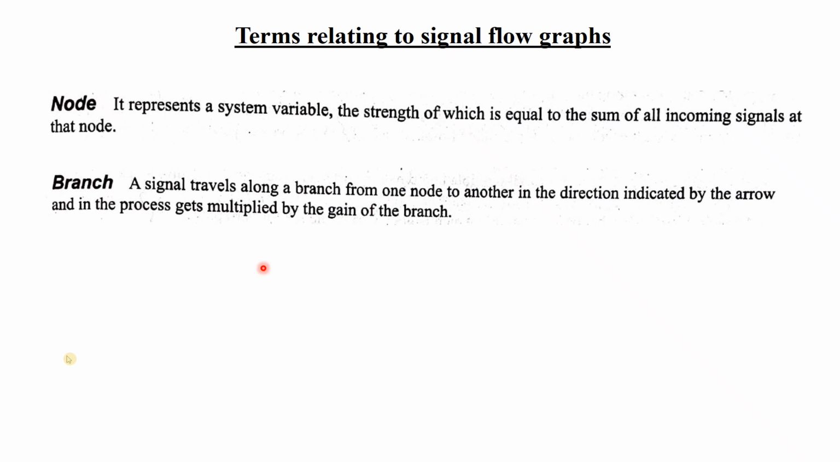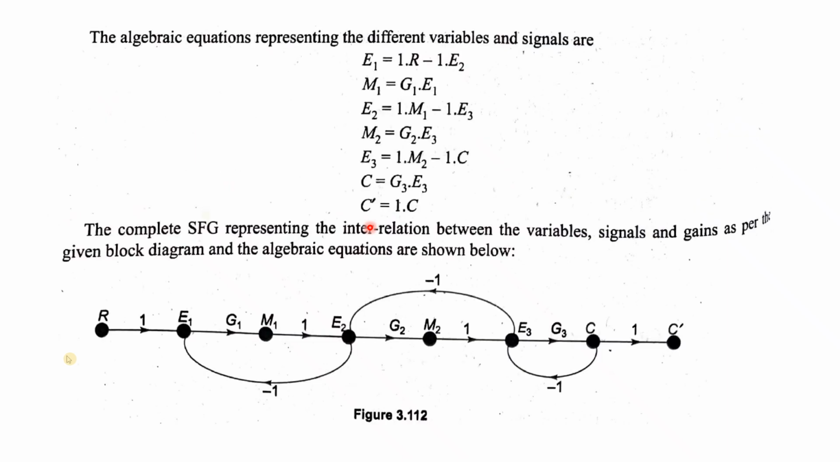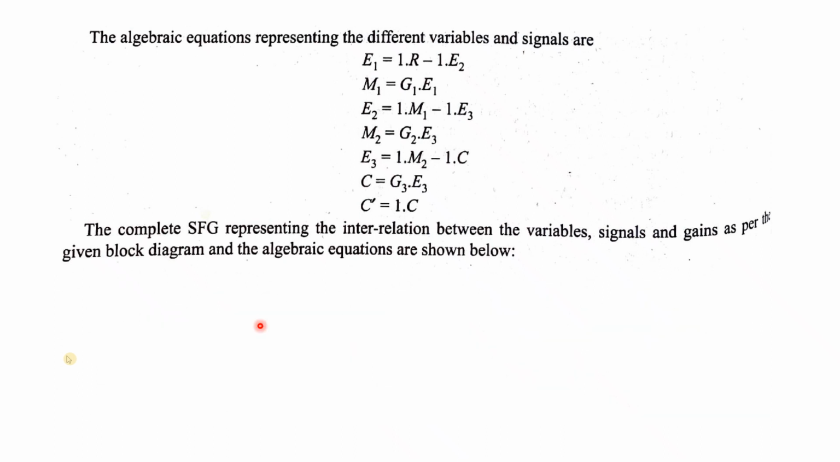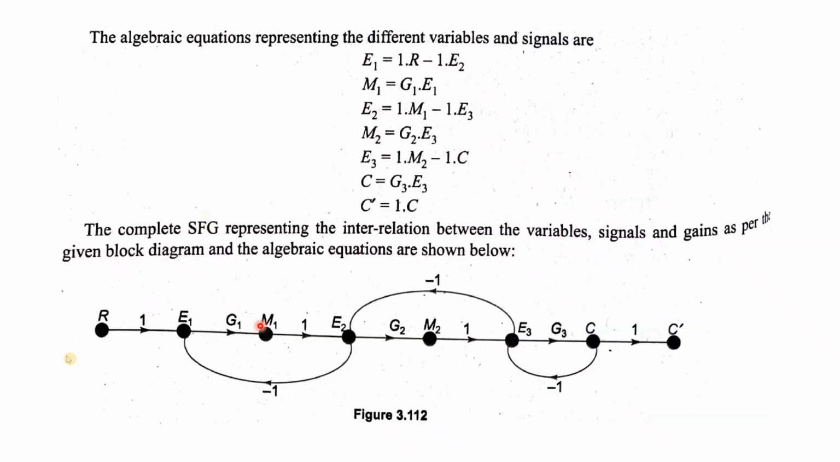Then branches. The signal travels along a branch. The signals are nodes, and branches are those connecting lines with the arrow symbol in them, indicated by the arrow. They get multiplied with the gain of the branch. This line between R and E1 is a branch, and the gain of the branch is 1. Then from E1 to M1 is a branch, and the gain of the branch is G1. Like this.